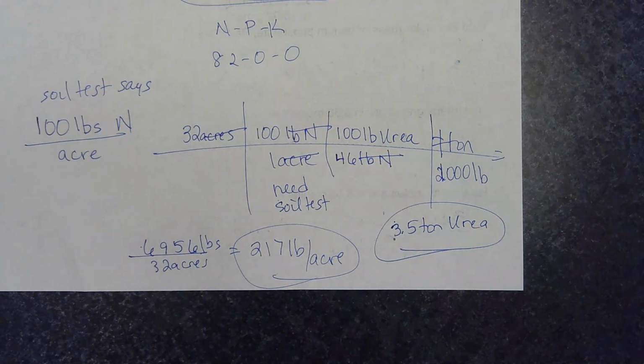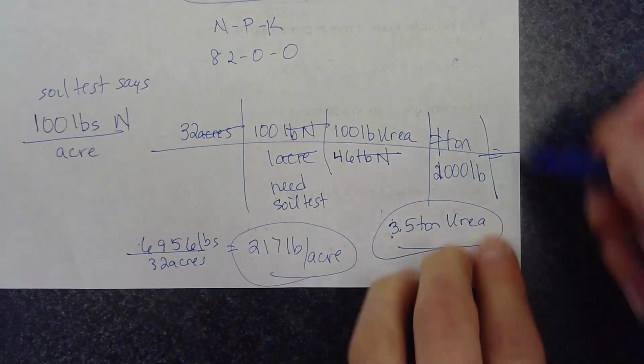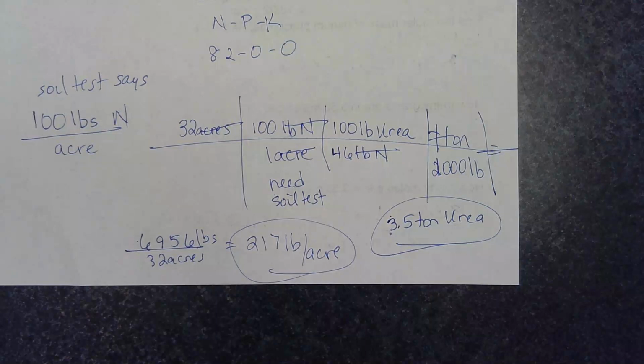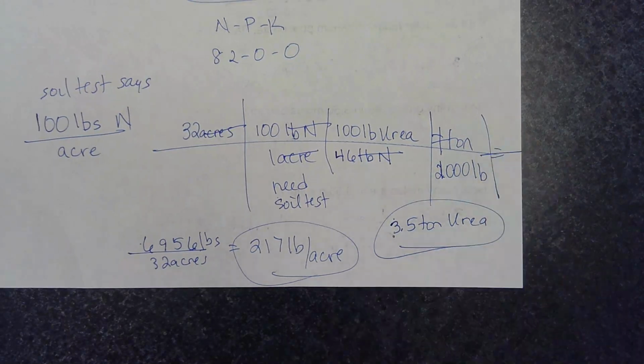Because all this is based on, can I afford it? Can I afford to do this? And so the last little set of dimensional analysis is going to be, how much does that urea cost per ton? That last column is going to be the price per ton, and I already know how much that is.